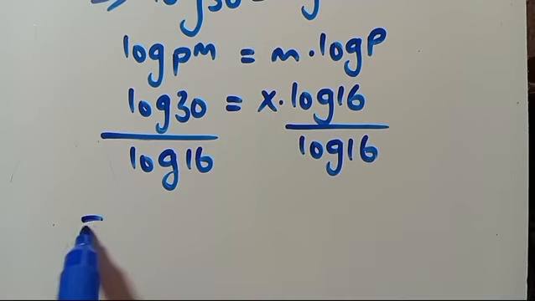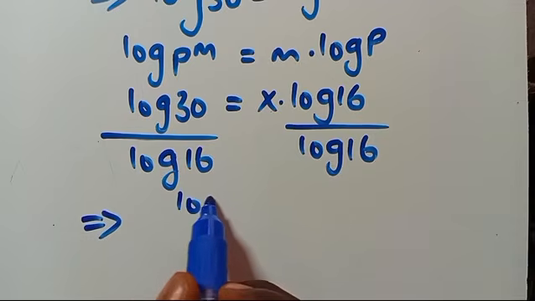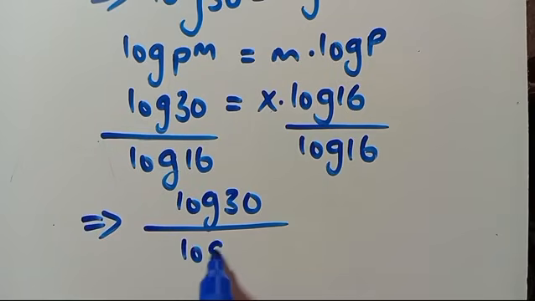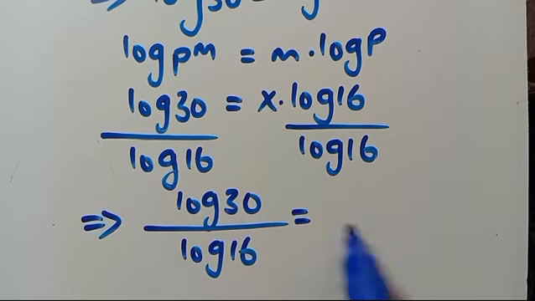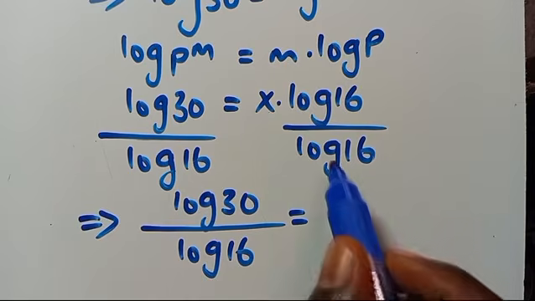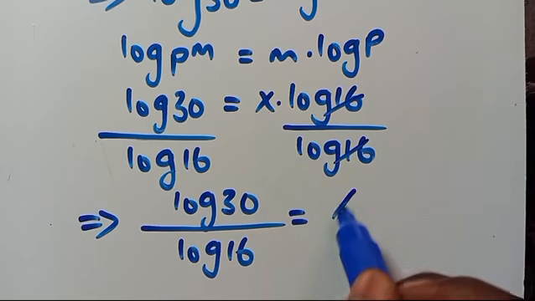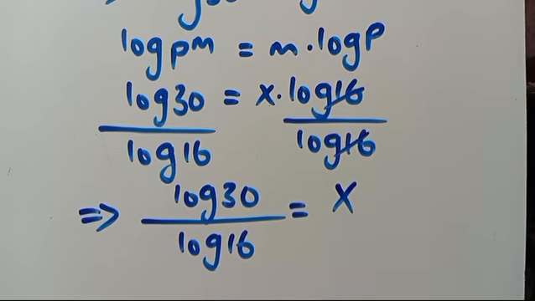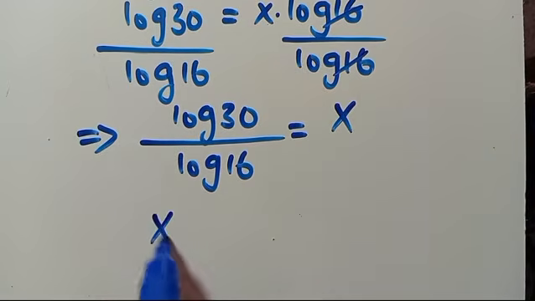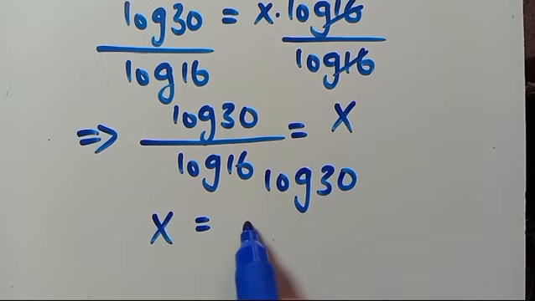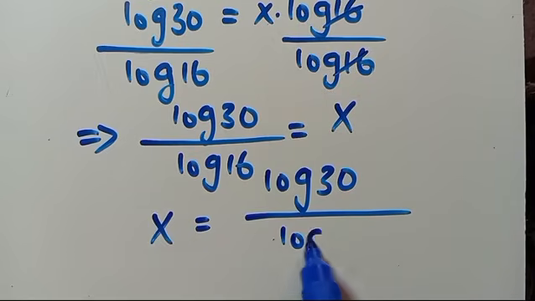So definitely we are going to have this side as log 30 over log 16 equals, from here, log 16 cancels log 16, we have x. By arranging this expression, we can have x equals log 30 over log 16.